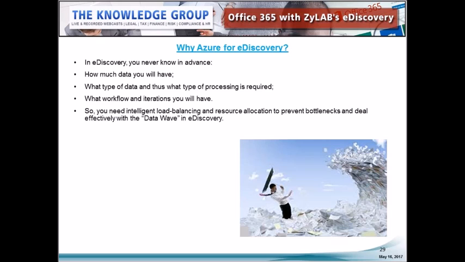So one of the big problems in eDiscovery is this load balancing and resource allocation. And you want to have some kind of intelligent system that actually prevents such bottlenecks and deals effectively with what we call the data wave in eDiscovery. Now, the next slide, please.